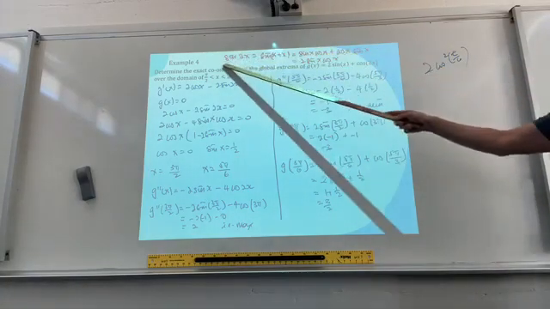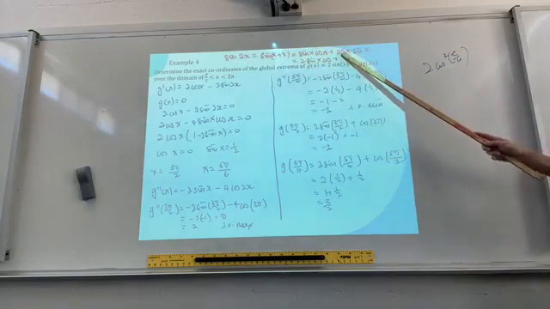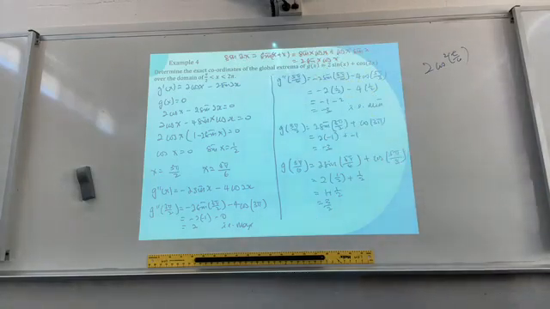This bit, sin 2x, is sin(x plus x), which is 2 sin x cos x, if you remember your formula from last year, your angle sum.